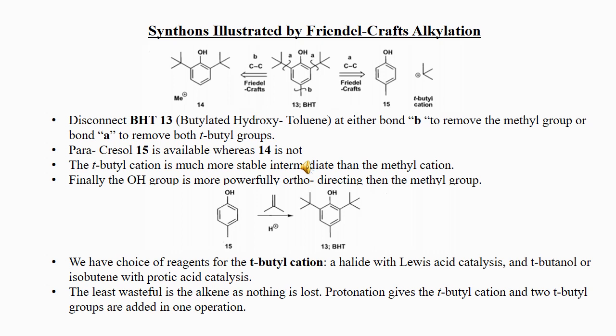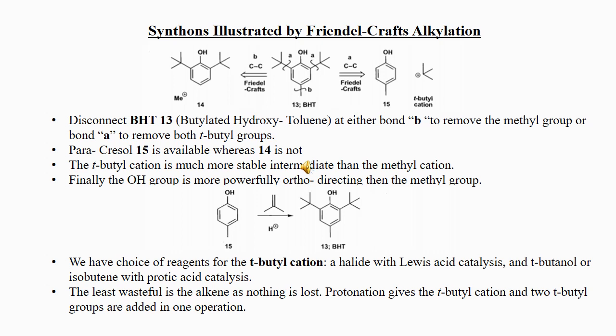So here you can note that 15 doing the reaction with the substrate in the presence of acidic conditions, we got 13, BHT. There is an alkene which we have the choice to react with 15 to produce this. For the choice of reagents for tertiary butyl cation, we can choose a halide with Lewis acid catalysis, and a tertiary butanol or isobutene with protic acid. So look at the synthons again.